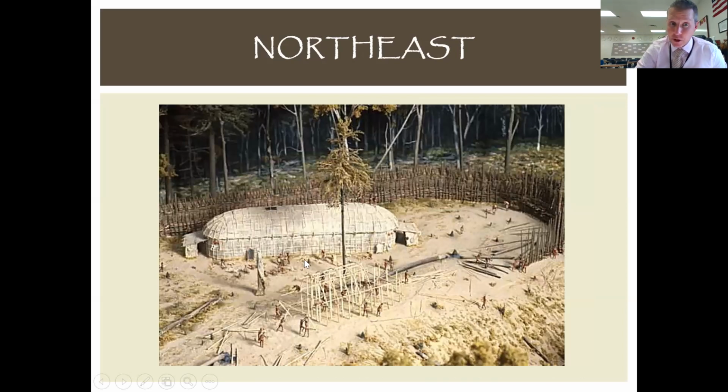Our northeastern groups are very different, again, in their housing structure, the longhouses, and their use of the environment and the timbers and trees around them. They're also very unique in their warfare and the close quarters that they happen to find themselves in, close to other native groups. You've got a lot of warfare and tradition wrapped up in that as well.